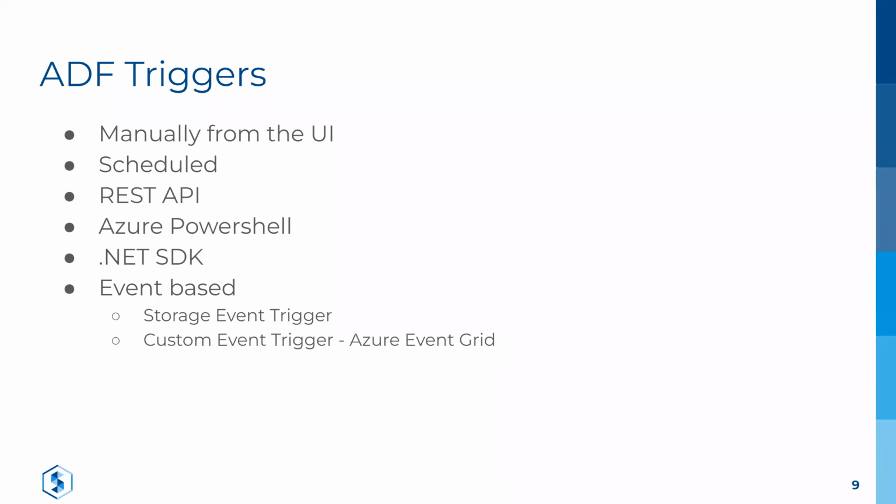And then there are also event-based triggers. There are two flavors, and one is storage event triggers. That would be when a file gets put in this blob container, kick off this job. And then another one would be the custom event triggers, which tie into the Azure Event Grid. I'm not going to go too in depth in that, but suffice to say, when you do certain things in Azure, they'll kick off into the Azure Event Grid, so you can have it trigger Azure Data Factory as well if you want.